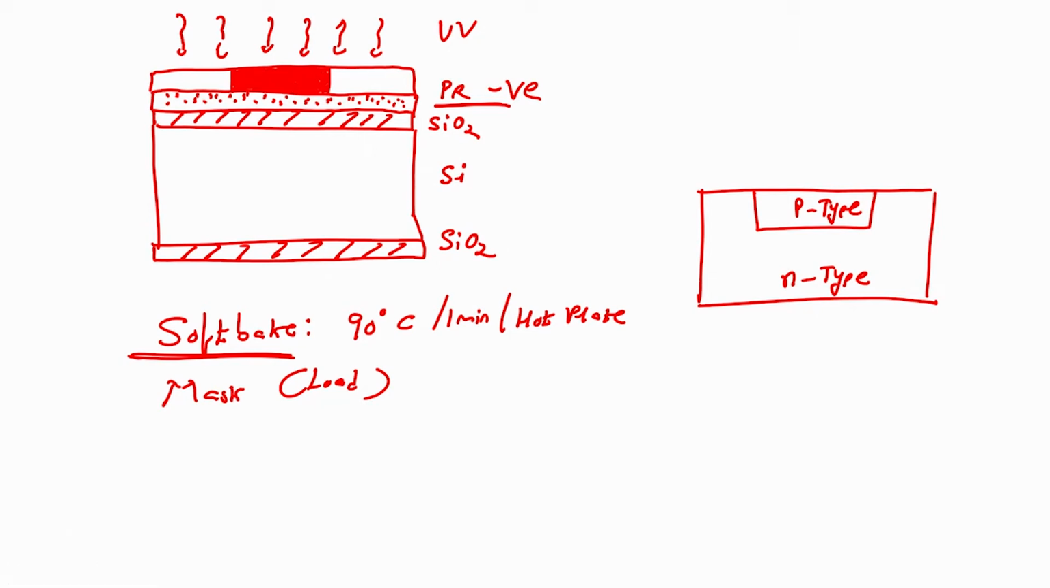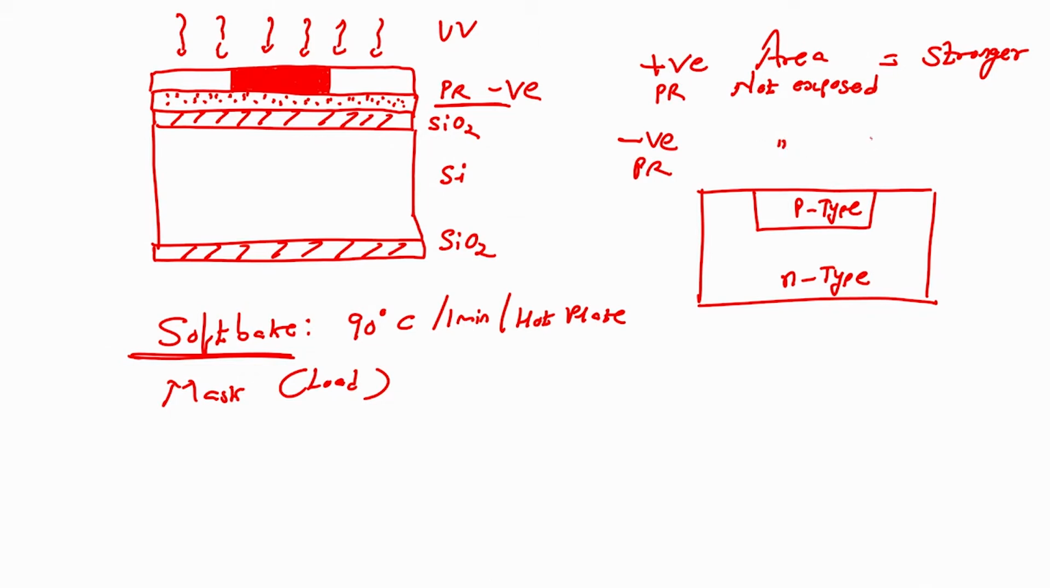In positive photoresist, the area not exposed is stronger. In negative photoresist, the area not exposed will be weaker.